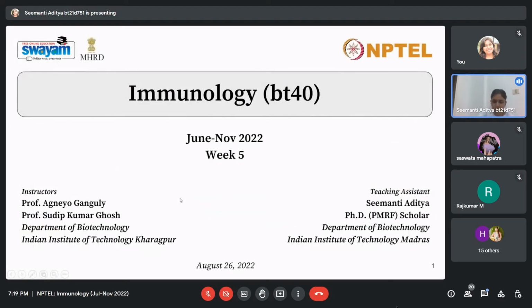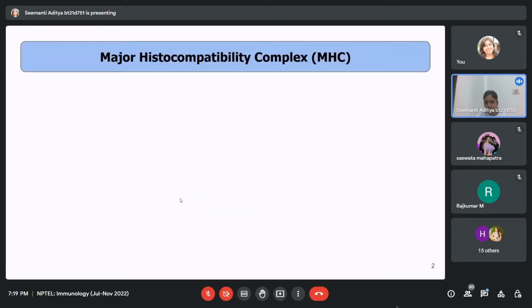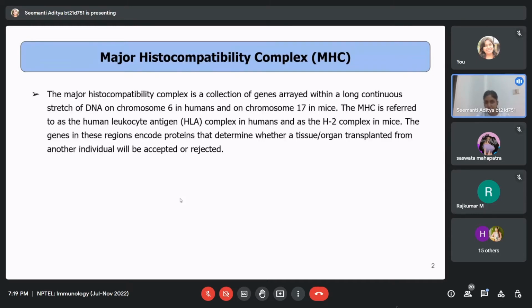Everyone. Today we will be talking about MHC molecules or Major Histocompatibility Complex. What is Major Histocompatibility Complex? Major Histocompatibility Complex is a collection of genes. It's not just one gene. MHC is a collection of genes, and it is arrayed within a long continuous stretch of DNA, and it is present on chromosome number 6 in humans and on chromosome number 17 in mice.